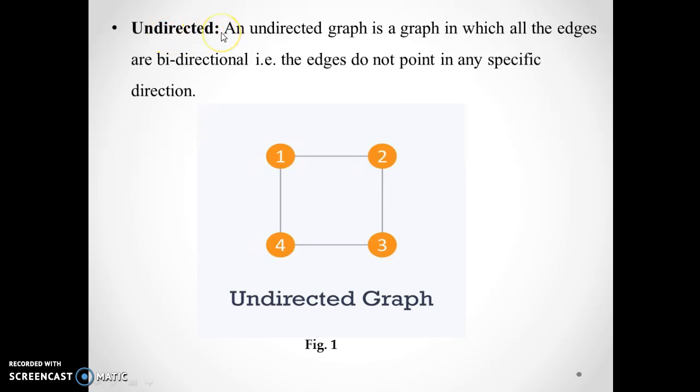First is undirected graph. An undirected graph is a graph in which all the edges are bidirectional. That is, edges do not point in any specific direction. As shown in figure 1, there are 4 vertices, 1, 2, 3, 4, and those vertices are connected with edges, that is 1 to 2, 2 to 3, 3 to 4 and 4 to 1. But if we observe, there is no direction for the edges in the graph, so we can say that this is an undirected graph.